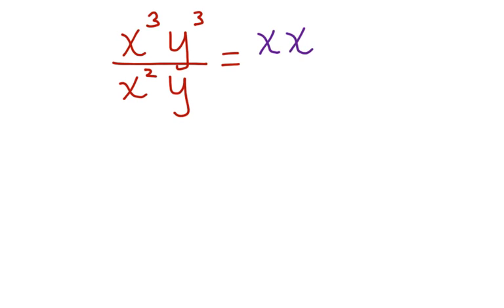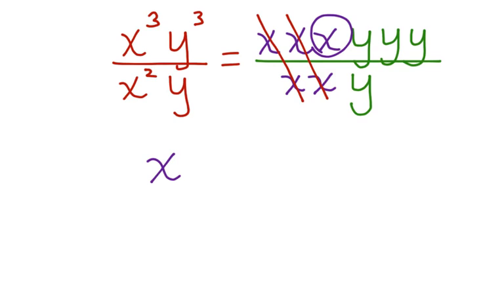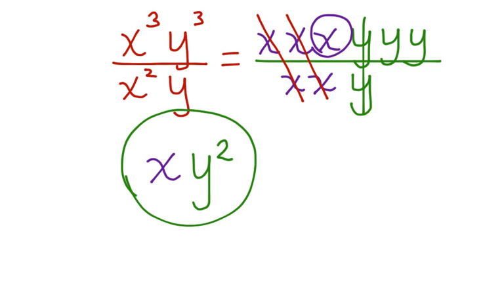So x to the third is x times x times x. Let's put the y's in green. Y times y times y. And all of that is over x and y. Now we can simplify. We can simplify an x and an x, leaving us alone with this x. And we can simplify a y, leaving us with y squared. Just like the answer we got on the other page, we have x y squared.